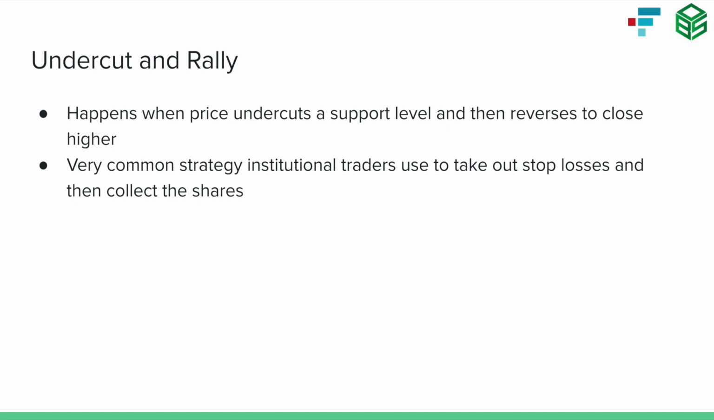A lot of traders will place stop losses slightly below support levels, as they want to be out of their position if that stock is going to break support and continue lower. So a lot of times these institutional traders will sell the stock down just to undercut that price level, and then buy back all those shares for relatively cheap. So oftentimes what you'll see is an undercut and then reversal to close above a support level comes around a bottom, at least in the short term.